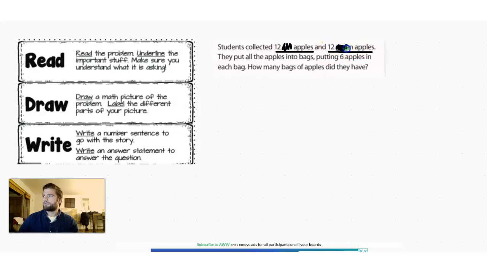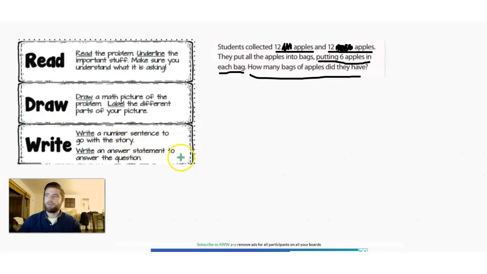I'm going to cross that off because I already know what the question is, and the color's not going to matter. They put all the apples into bags, putting 6 apples in each bag. How many bags of apples did they have? So this one's a little bit tougher because it's asking about how many bags of apples. 6 apples in each bag. So first, let's find out how many apples we have all together.